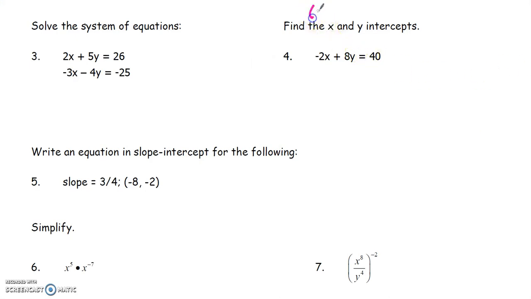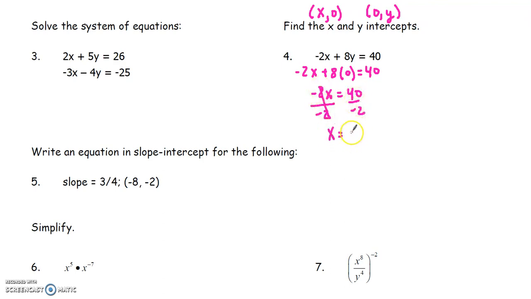Okay, so number 4 says find the x and the y intercepts. Remember my x-intercept is always x, 0. And my y-intercept then is always 0, y. So if I replace my y with 0, I would have -2x plus 8 times 0 equals 40. And then this becomes a 0, so I'm really just left with -2x equals 40. And then divide by a -2. So 40 divided by -2 is -20. So my x-intercept would be (-20, 0).